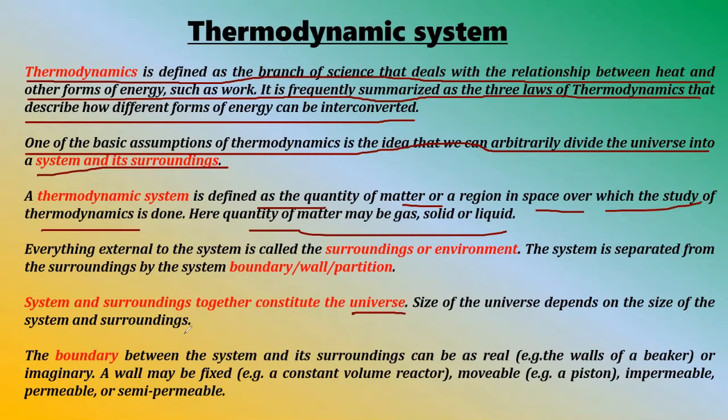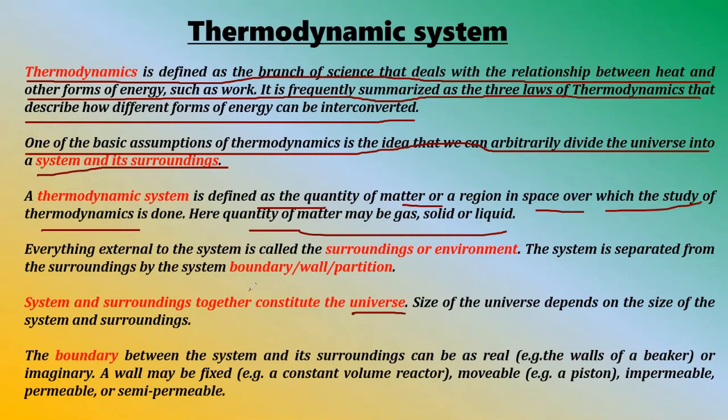The system is something which is under study, the surrounding is something other than the system, right? And the boundary separates the system from the surrounding. It is written that the boundary between the system and the surrounding can be real or imaginary. A wall may be fixed, movable, permeable, impermeable or semi-permeable, right? It's quite easy to understand that a real or imaginary boundary may be there, and it can be movable, and impermeable, meaning nobody can penetrate, or penetrable.